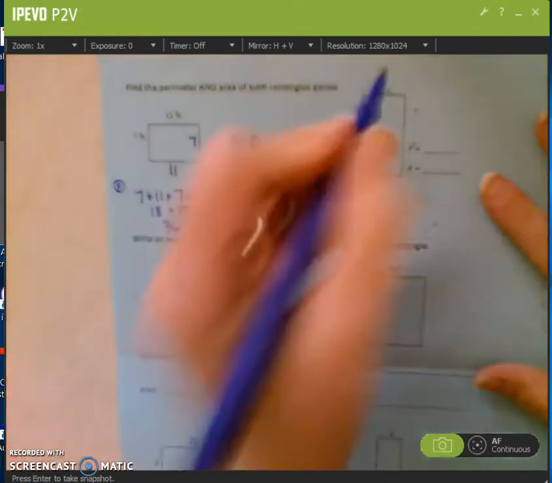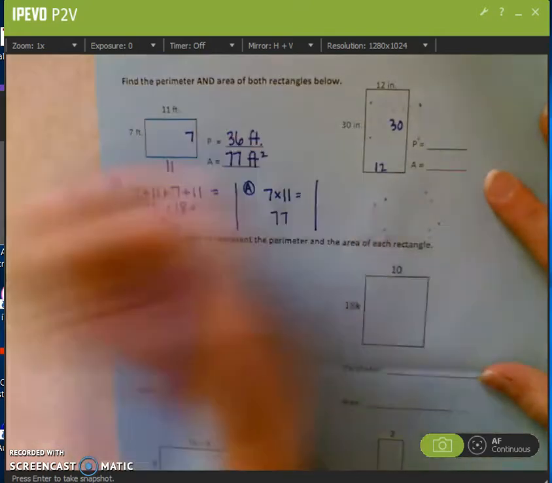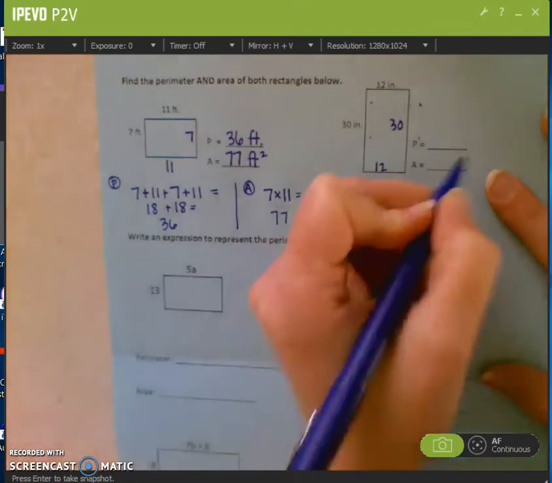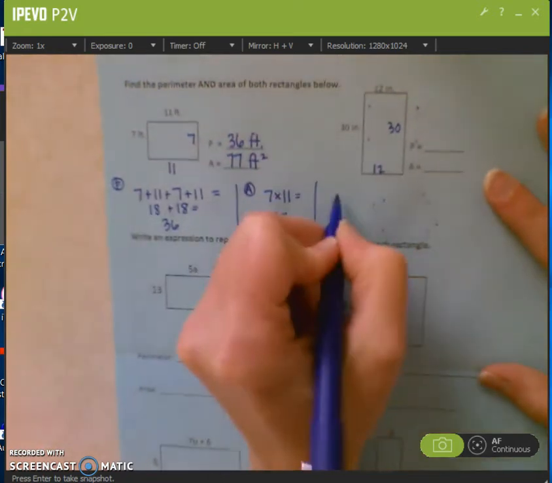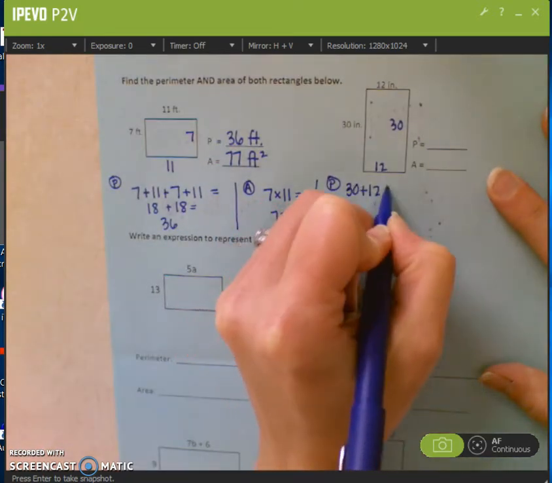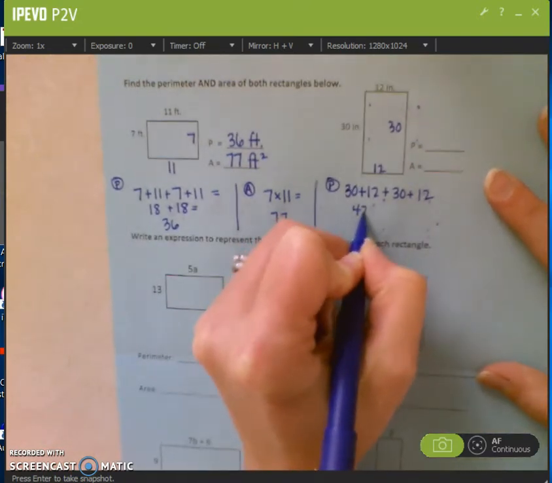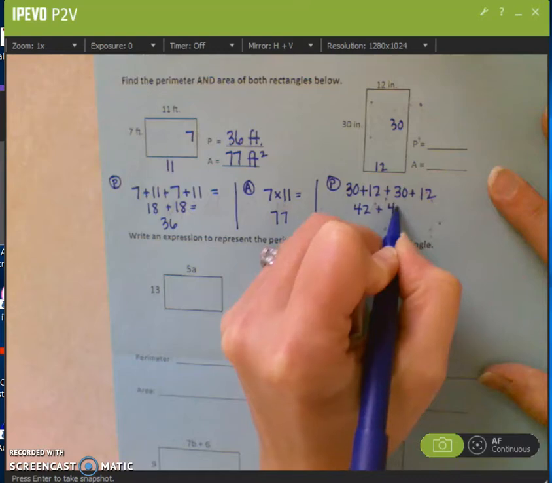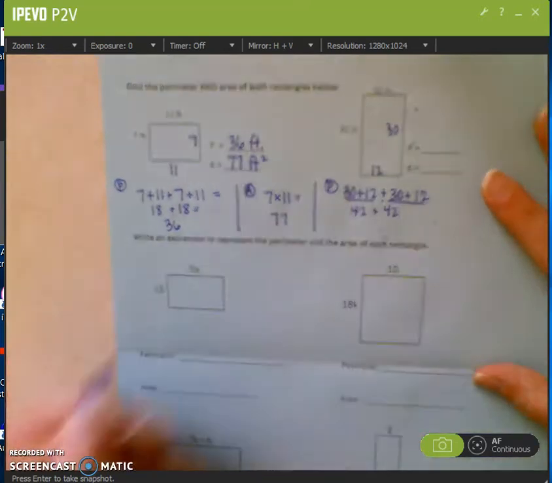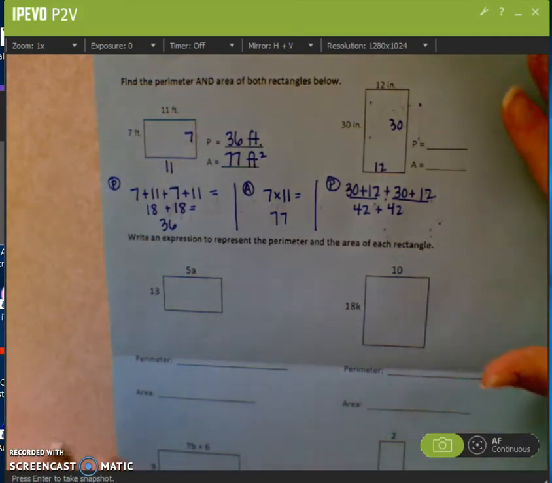Let's review one more. If this side is 12, this side is also 12. If this is 30, this side is also 30. So to find my perimeter, I'm going to add up all my sides. 30 plus 12 plus 30 plus 12. 30 plus 12 is 42. 30 plus 12 is 42. So I'm kind of adding out of order. We can do that because of the commutative property of addition. We can change the order that we add and still get the same answer. So I'm just doing it to make it easier for me to add at the end here.